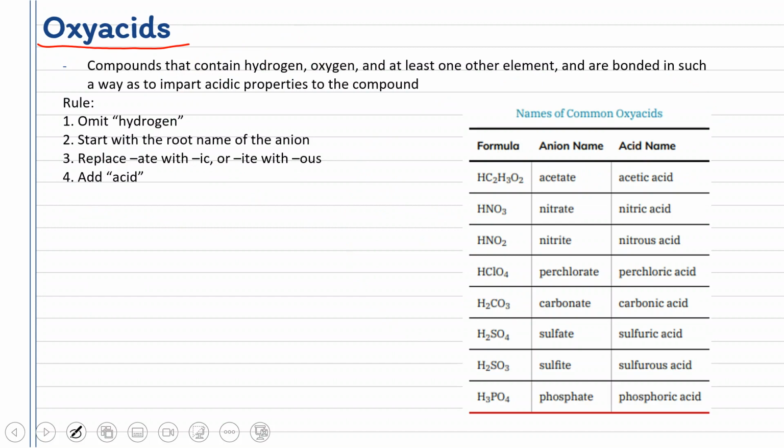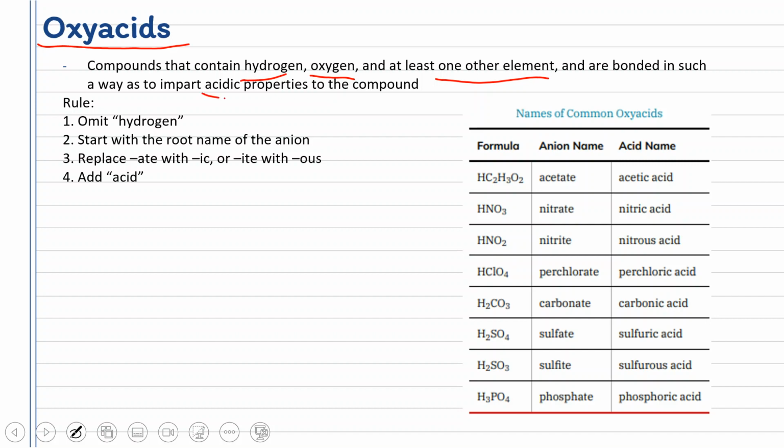You're saying that these compounds contain hydrogen, oxygen, and at least one other element. So normally an oxy acid is going to have what? Hydrogen, oxygen, and another element. And because of this composition of the compound, they normally have acidic properties.